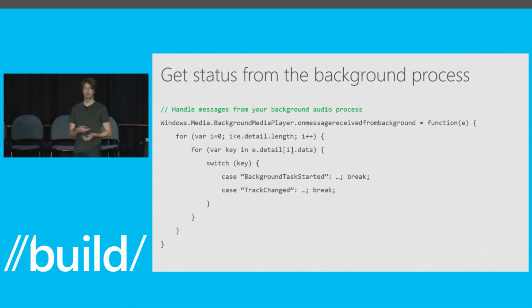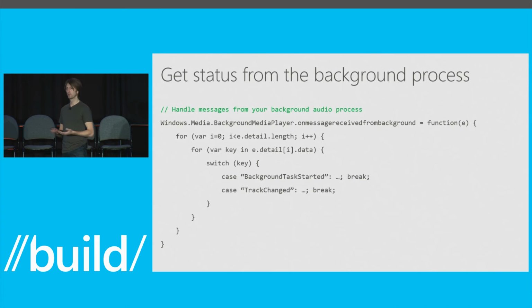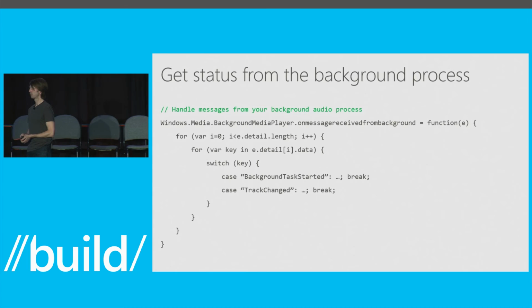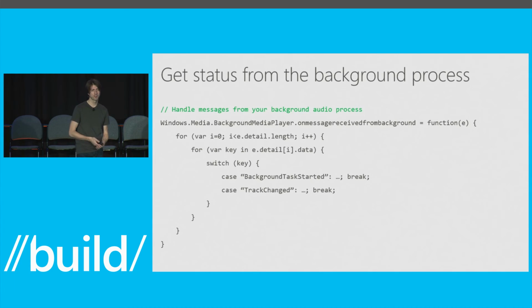The key takeaway is you pass messages back and forth using key value pairs. All of your media transport controls should be handled inside of your background process, and all of the audio playback that you would do should happen inside of that background process. If you're a radio app, for example, like Pandora or something like that, all of the code for doing the streaming or getting ads all lives inside of the background process. So you just organize your code in that way.